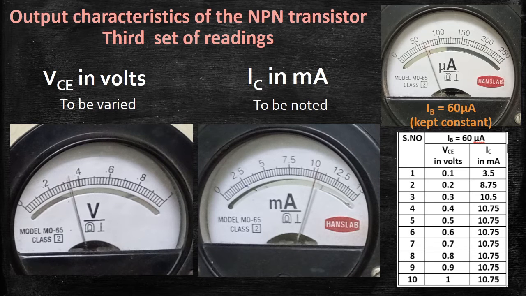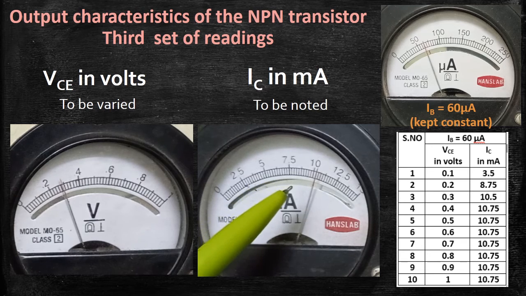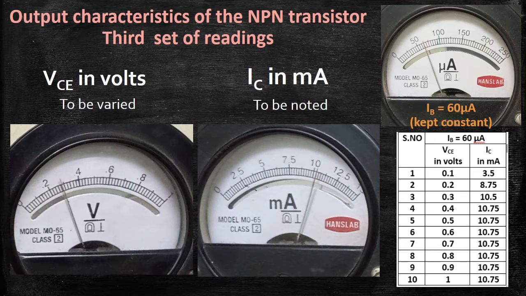It is kept at 0.3. Look at the value. It is kept at 0.3. Check the IB value often. Note down there is a sudden increase. 10, 20, 30, 40, 42. The 42nd division is coinciding. 42 into 0.25 is 10.5. Are you clear? Now I am going to increase the value of VCE from 0.3 to 0.4.